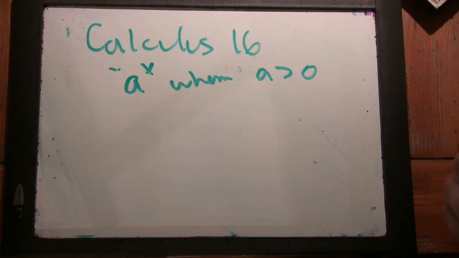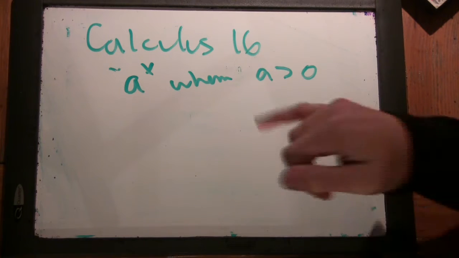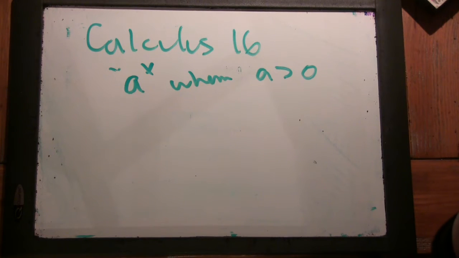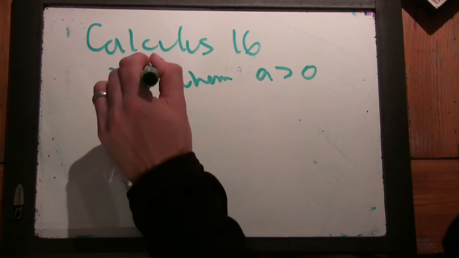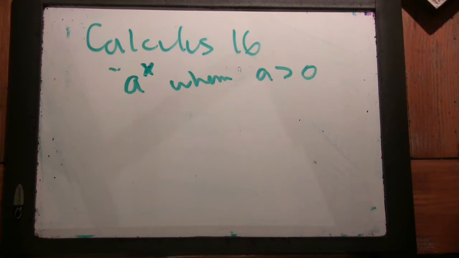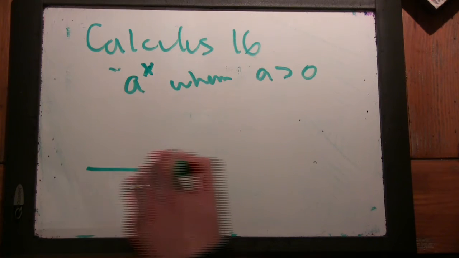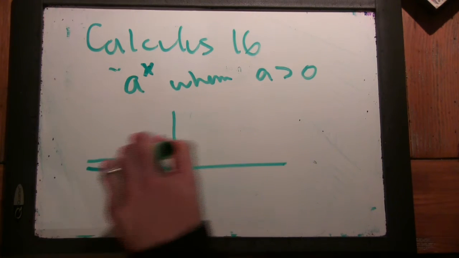Alright. Do you know why I have to stick to a being greater than 0? Because it can get confusing when a is less than 0. Yeah, it might not even be defined, at least not for real numbers. So we're going to have an exponential curve, and if a is bigger than 1, it's going to look like this.